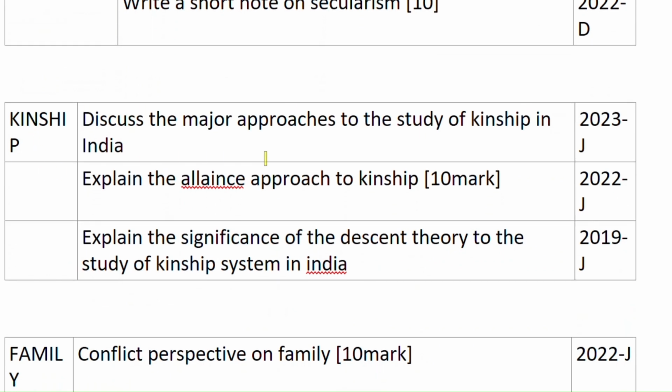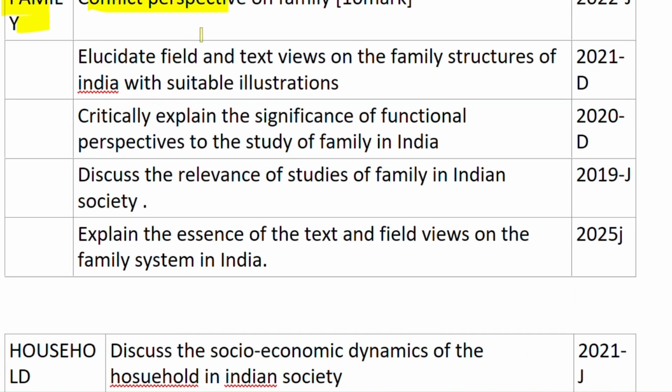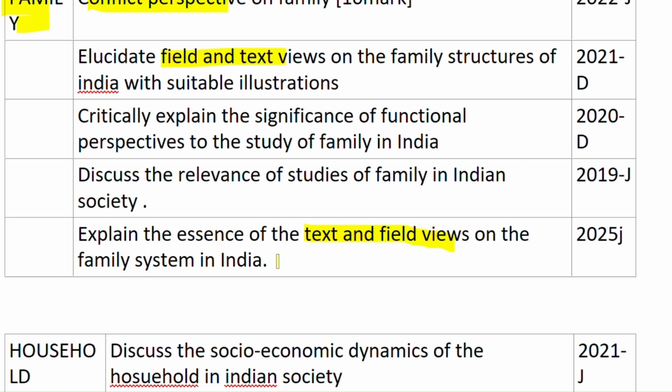Then about kinship: discuss the major approaches to the study of kinship. Explain the alliance approach, significance of the descent theory. So from the topic of kinship, the questions are usually about the major approaches. Then comes the family, the conflict perspective. Usually here also the different approaches are asked. Conflict perspective, field and text views. Again in 2025, text and field view.